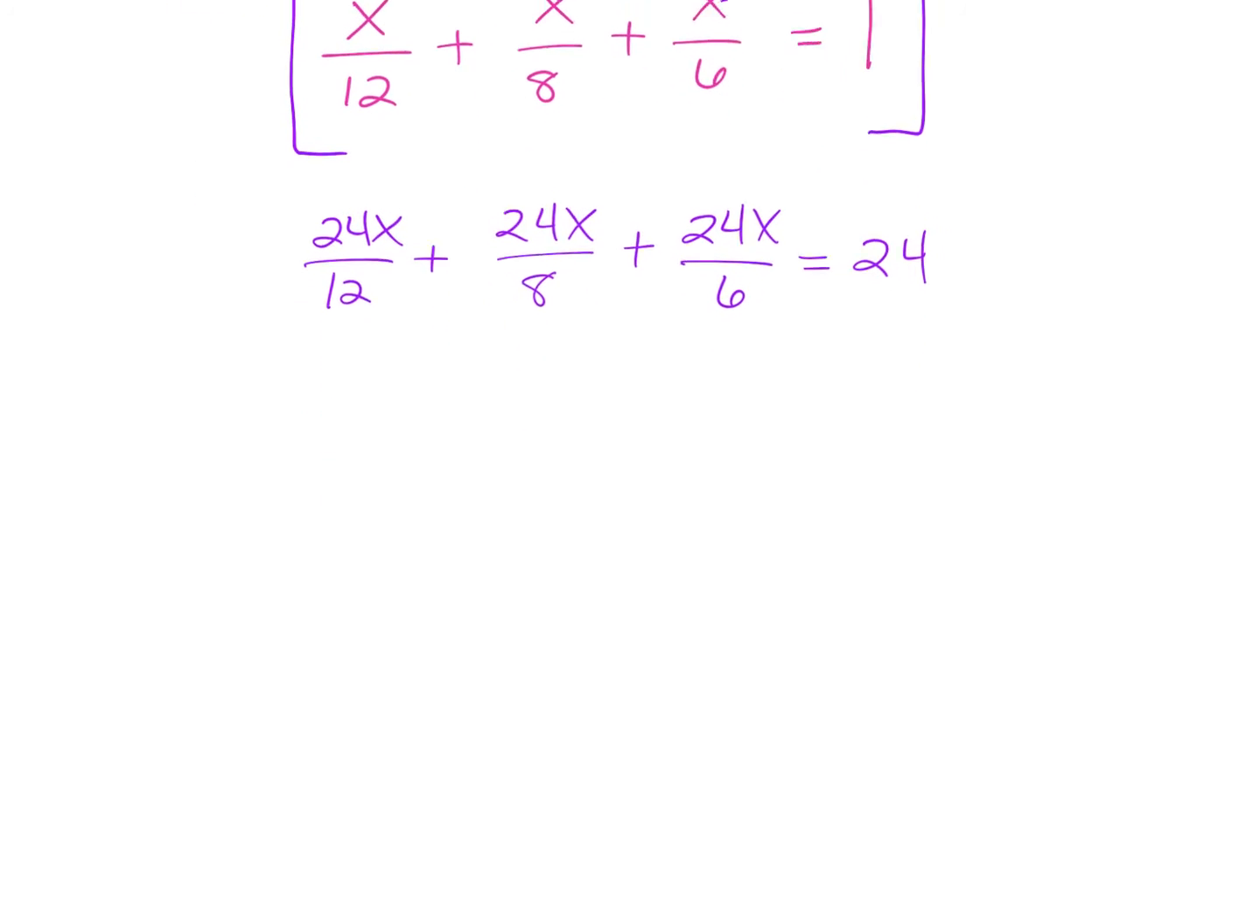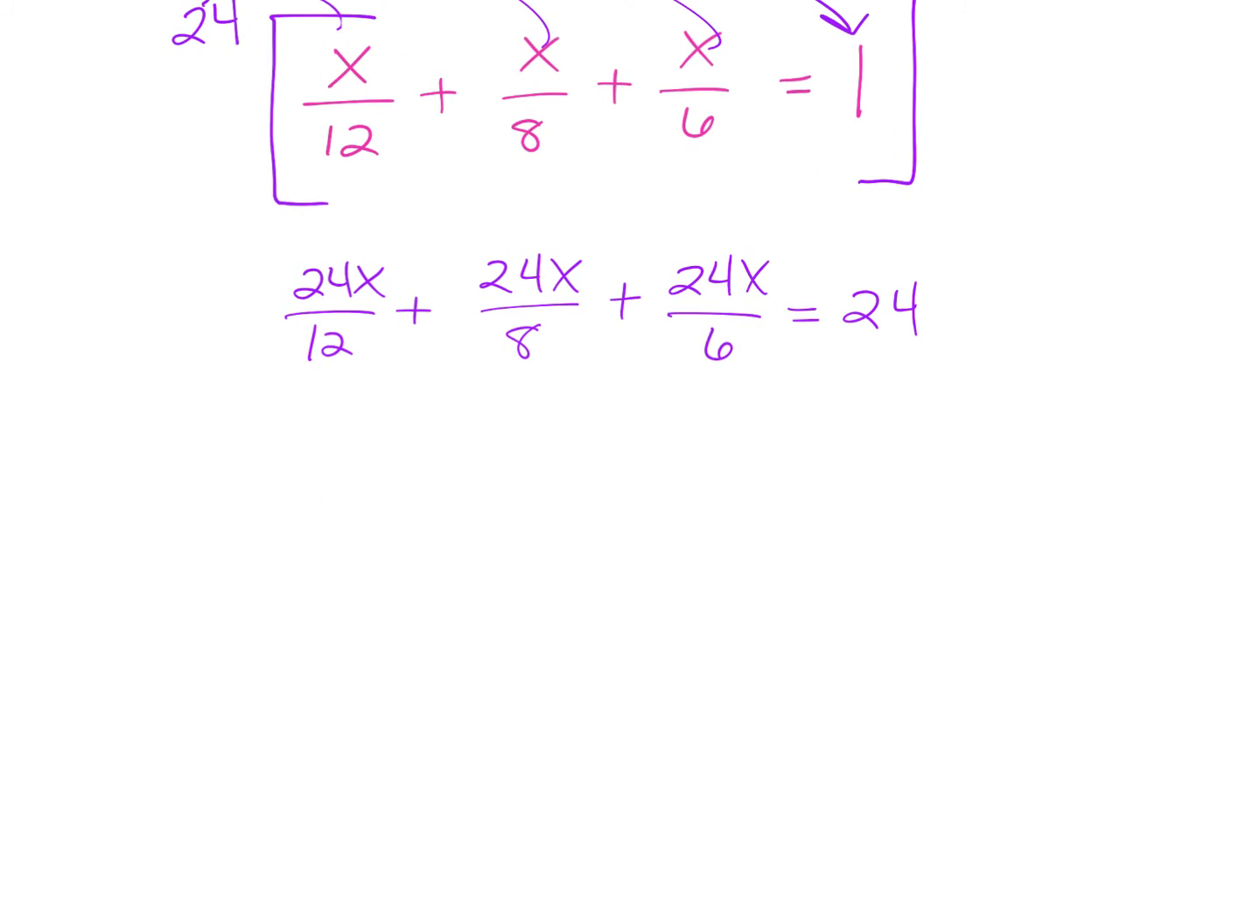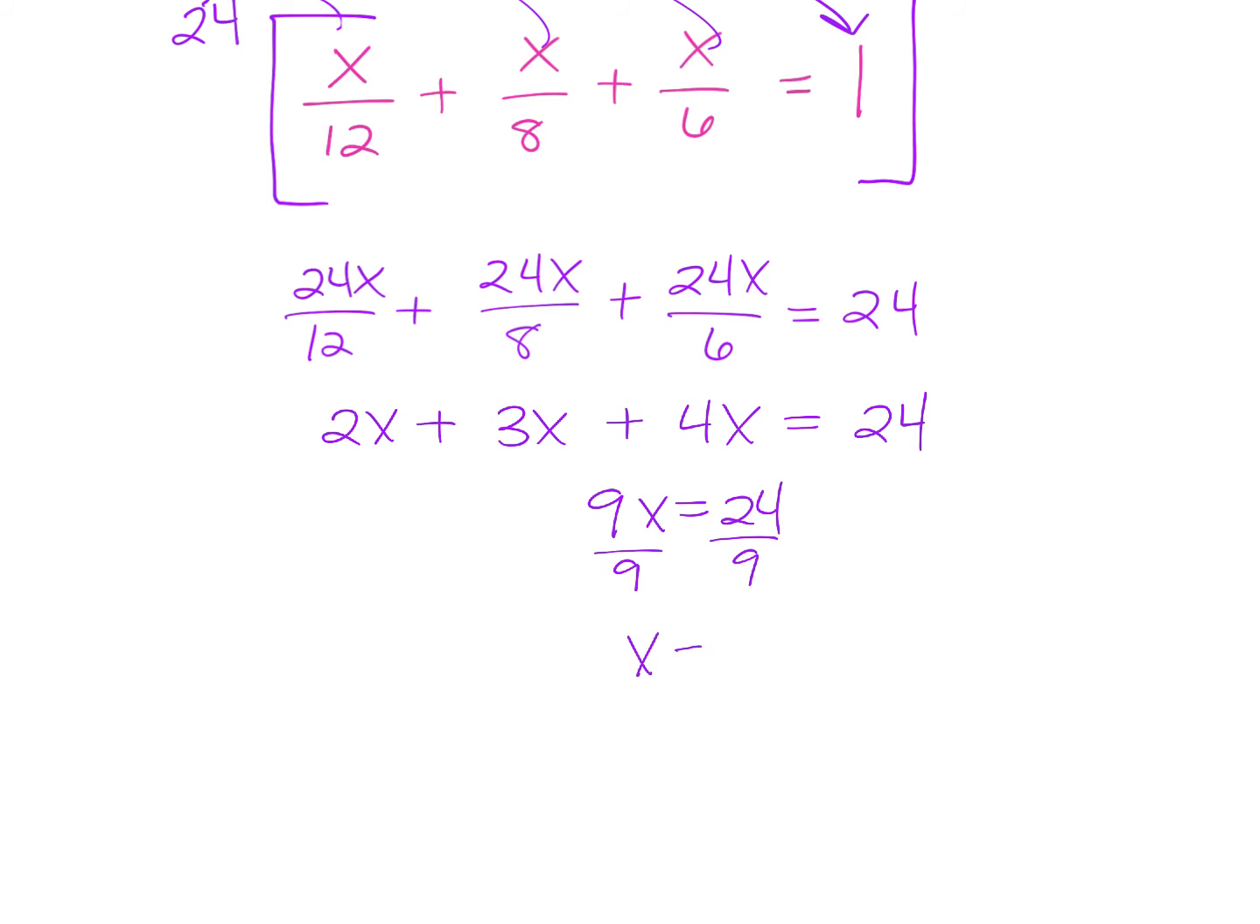Okay, so simplify that. You get 2x plus 3x plus 4x equals 24. So 2 plus 3 is 5 plus 4 is 9x equals 24. Divide by 9. X is, you get 2.6 repeating, so 2 2/3 hours is what we're looking at.